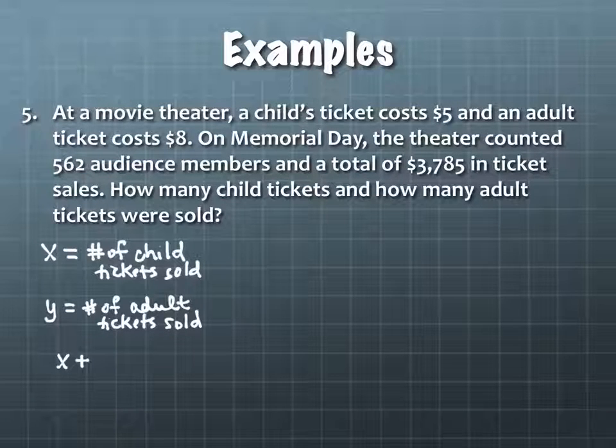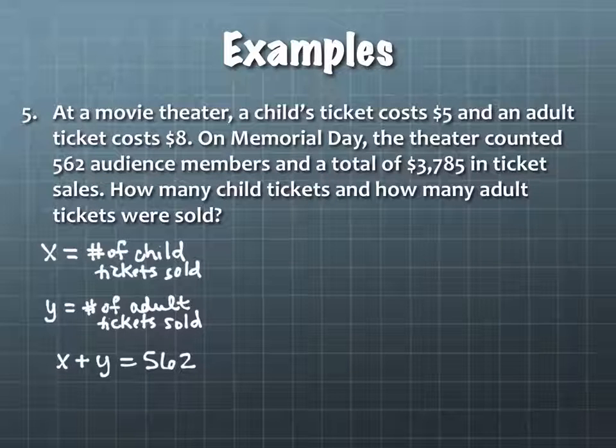Right, x plus y equals 562. x is the number of child tickets, y is the number of adult tickets. If you add them together, you should get the total number of tickets, and that's the 562. Okay, now we're going to do the cost one. So let's think about the child tickets. There are x child tickets sold.